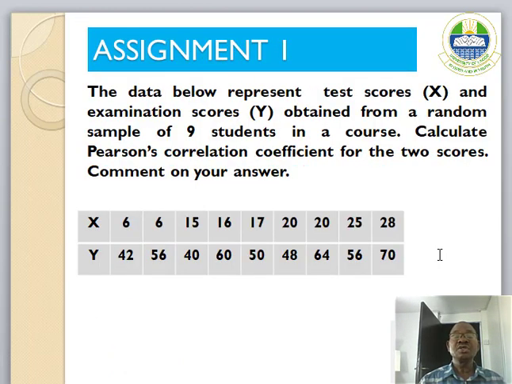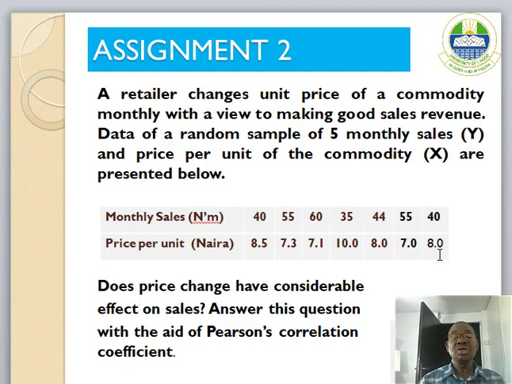Now, with this, we have come to the end of Pearson's correlation. We have Spearman's correlation, which will be taken up in another lecture. And for now, we have an assignment to attempt. That is assignment 1. And there's also assignment 2. Practice with these two problems and try applying both method A and B.